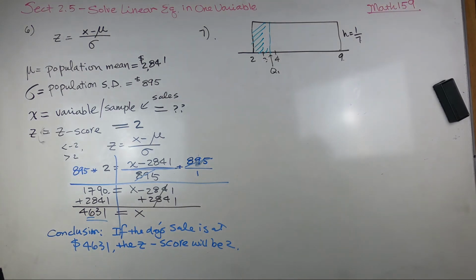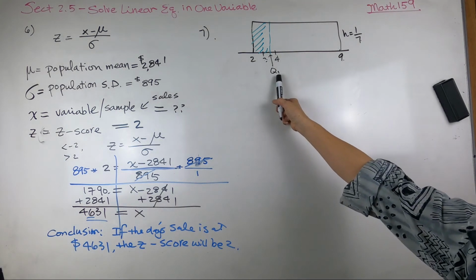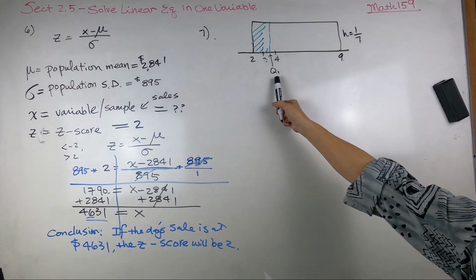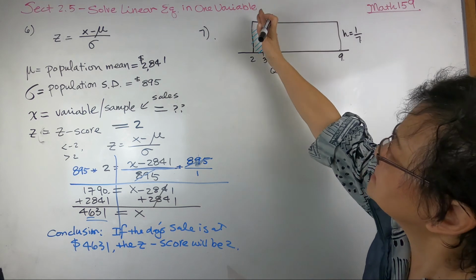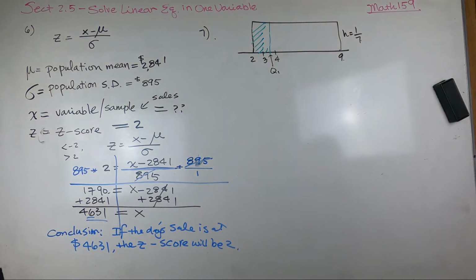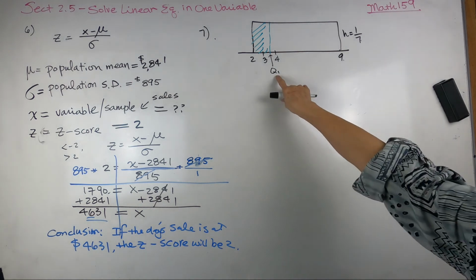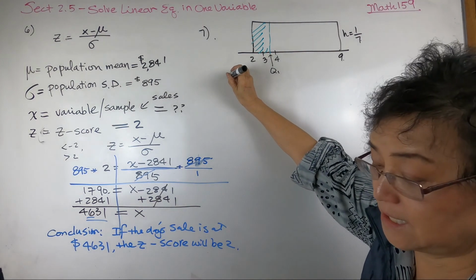So it wants you to find what? Q1. Where is your first quartile? From 2 up to Q1, this shaded area would be a quarter of the whole area. The whole area is 1, so the quartile would be the quarter. It wants you to find the Q1. That's what it means. Okay?